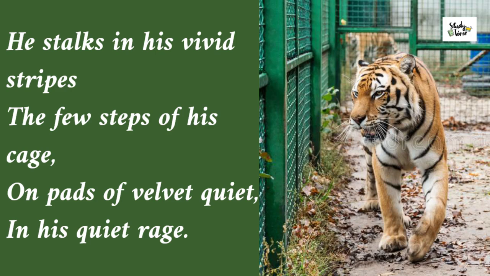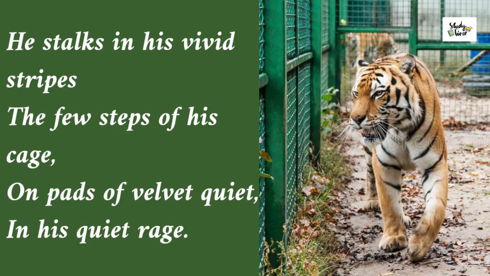So the tiger moves in the cage, but due to lack of space in cage, he can walk only few steps because cage is small. He walks quietly due to its smooth velvet pads. Pads means paws of the tiger. And velvet quiet means जब वो walk करता है तो उसमें बिल्कुल आवाज नहीं होती. So he is full of extreme anger, but he is quiet because he is helpless.